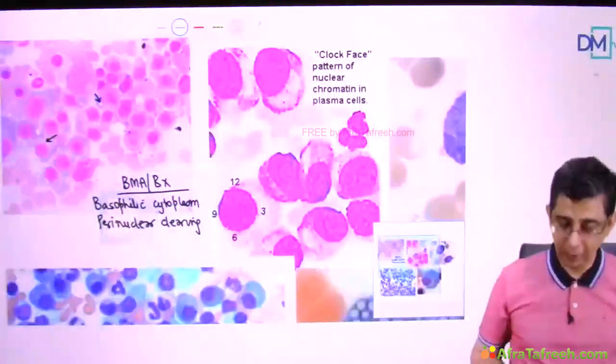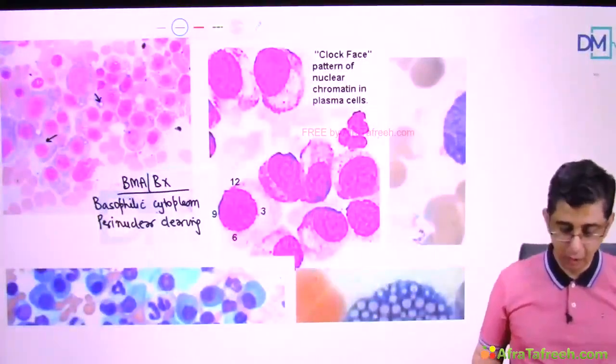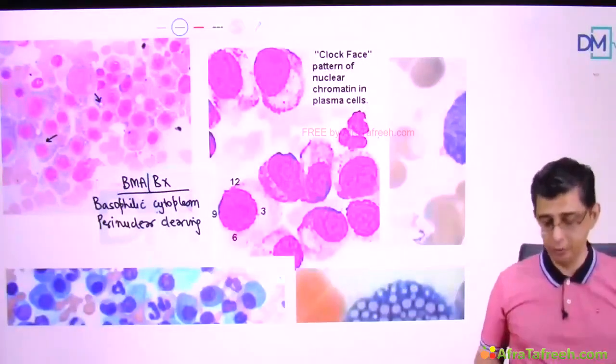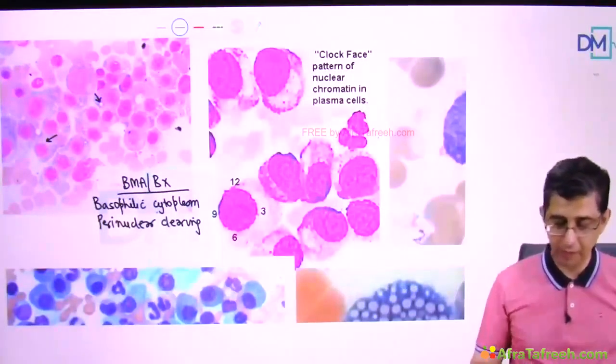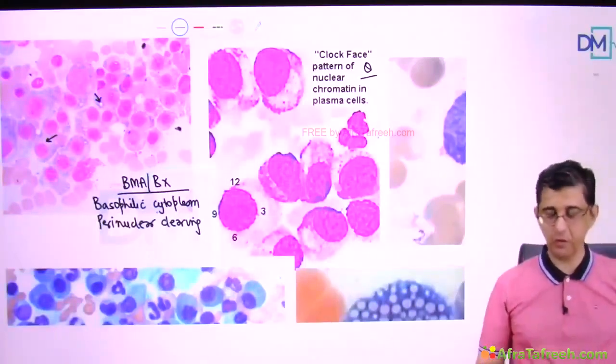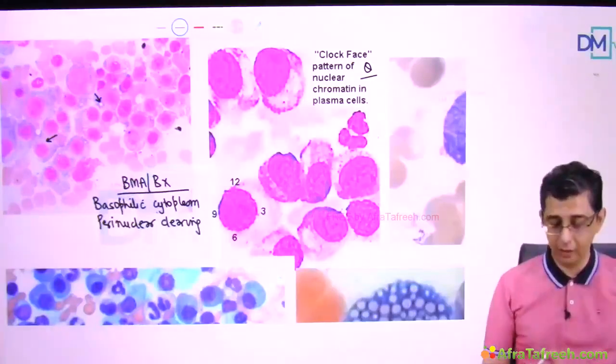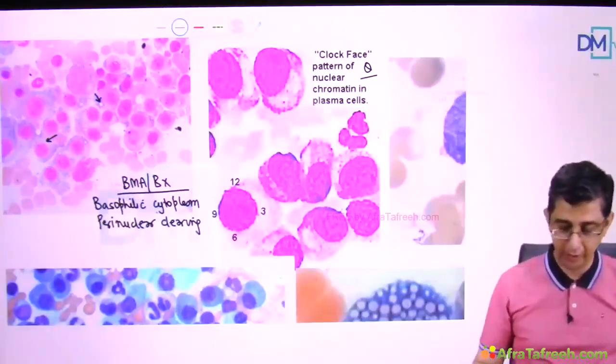A second feature from a pathology perspective is that in the nucleus especially, the chromatin, which is in a higher zoom, you will notice that the chromatin will be in the periphery of the cell, and the term that they use is called a clock face pattern of nuclear chromatin, which is like 3 o'clock, 6 o'clock, 9 o'clock. That's where the chromatin in the periphery of the nucleus is located.